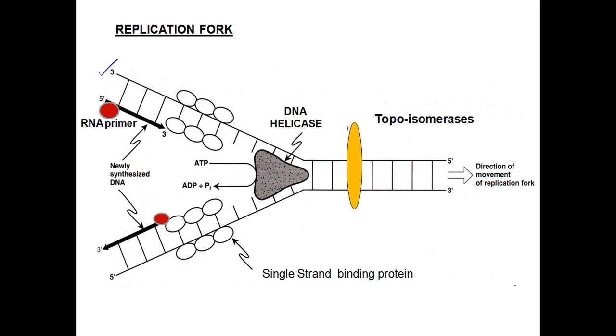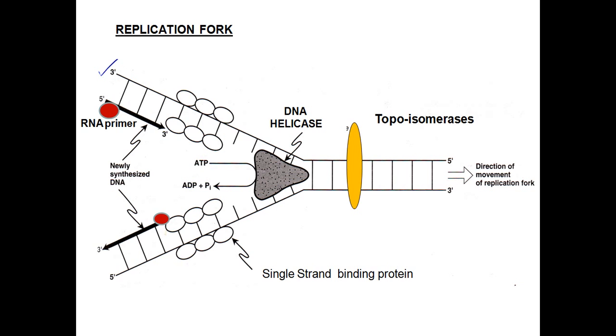When the DNA helicase moves along the double strand DNA and causes unwinding, there is a chance for the formation of supercoils. These supercoils are removed by the enzymes called topoisomerases. Topoisomerases help in removal of supercoils.